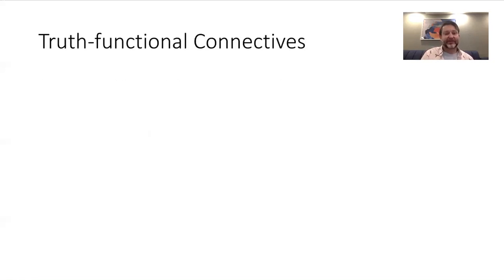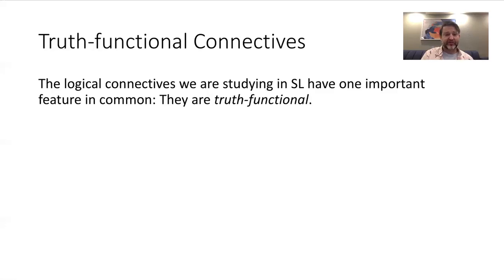Okay, so again, just to remind us, we have our truth functional connectives, which we discussed last week. The logical connectives that we're studying include negation, disjunction, conjunction, the conditional, and the biconditional, and that's all of our logical connectives. There are 5 of them. These, of course, allow us to make more complex sentences from atomic sentences, but they also have another important feature. They're all what logicians describe as truth functional.